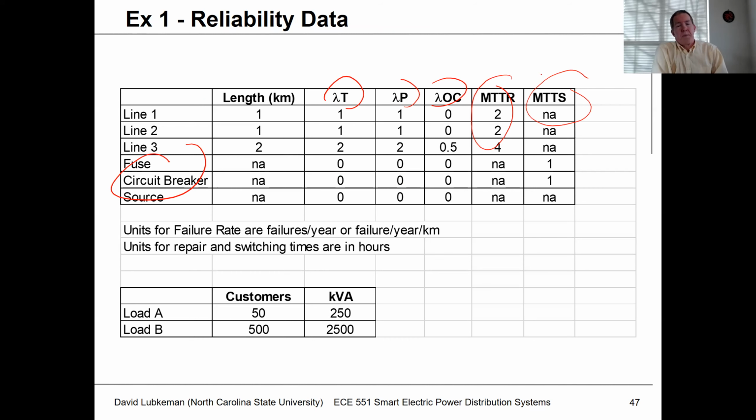What time to switch would be for a fuse is if I had to send a crew out into the field to replace a fuse element, given that we had a temporary fault out there, it's going to blow a fuse. I still have to have a crew go out there, repair and replace the fuse. So the time to switch in that case is actually the time it takes to go out there and just put a new fuse element in. We're also going to have different customer counts for the different loads, and you're going to see how this plays into the index calculation.